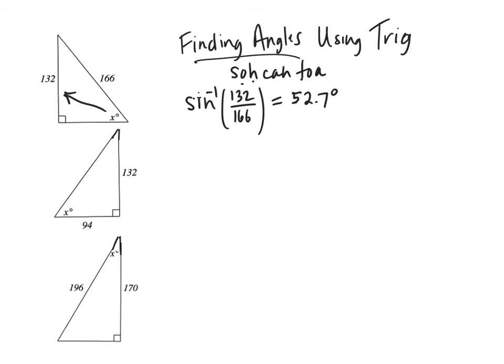In the second triangle, if I'm looking for x, I see that 132 is the opposite and 94 is the adjacent. Opposite and adjacent, that is tangent. So I'm going to use the inverse tangent because I'm looking for an angle. Because I'm using the inverse tangent, I need to plug in a ratio, and the ratio is opposite over adjacent, 132 over 94. And the inverse tangent of 132 divided by 94 is, to the 10th, about 54.5 degrees.